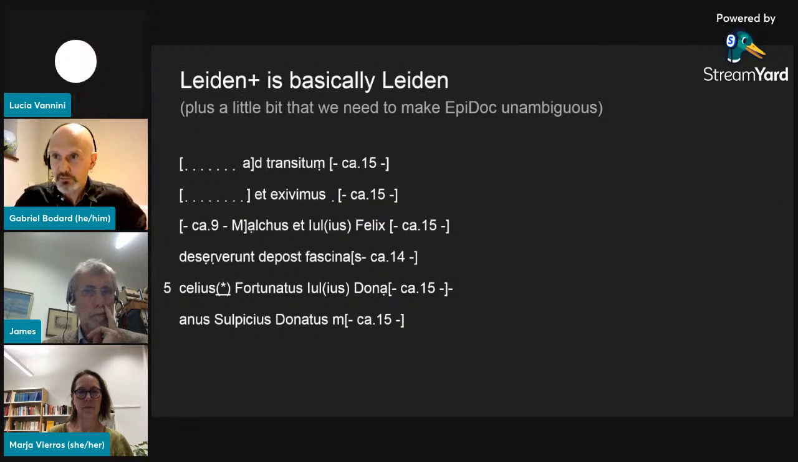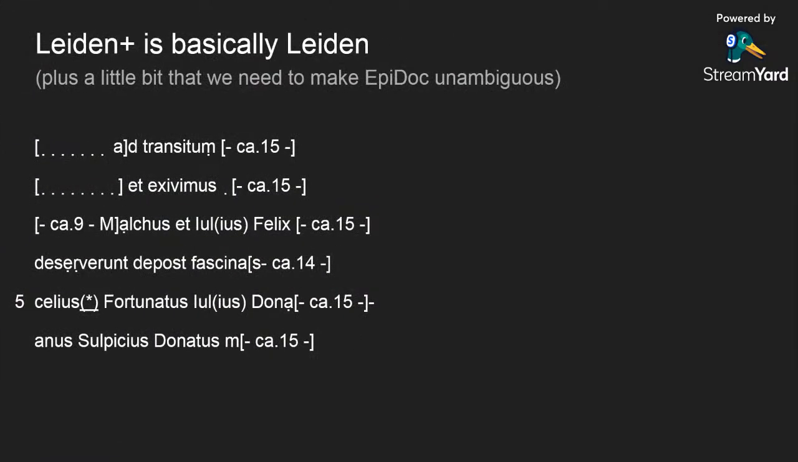So, for example, here's my point. Leiden Plus is basically Leiden. I'll make that a little bit bigger. I hope this is readable. So this is an edition of the first 6 lines of a text. I don't remember which text. I should have written that down. And this is the conventional Leiden display of this text that you would get in Papyri.info.